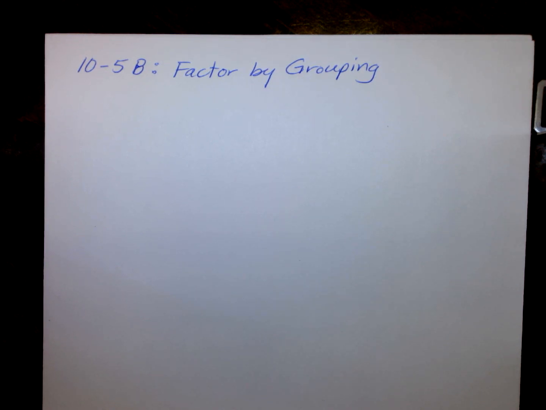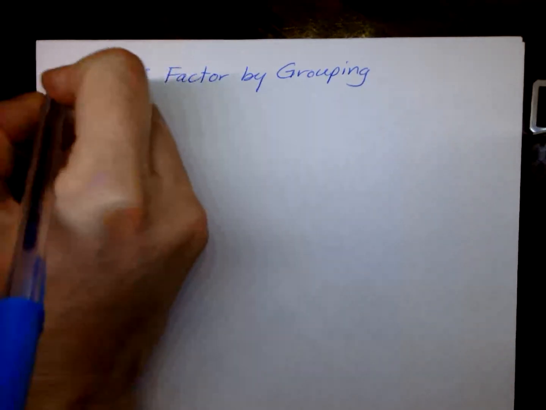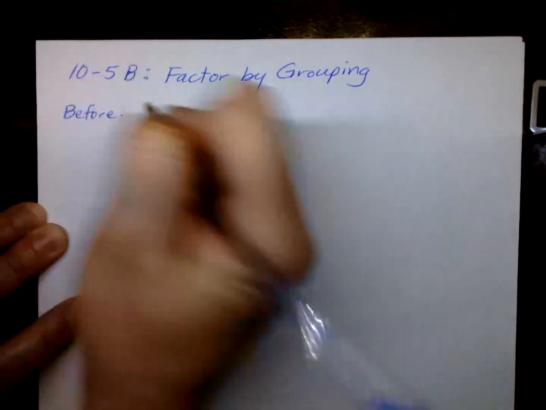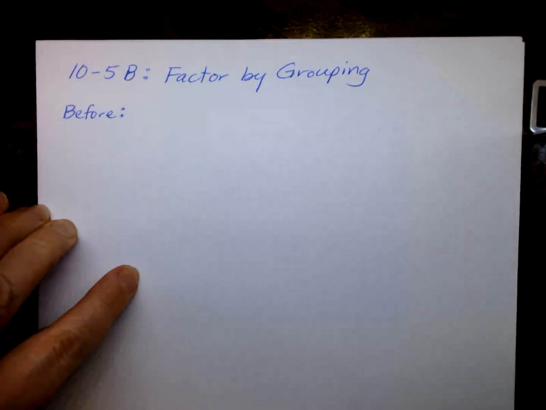Hey, Algebra 1 students. This is lesson 10-5B. This is factor by grouping. What we're going to take a look at today is what we've done in the past, like what our experience was before with factoring, and then what this new skill is and why you need it.